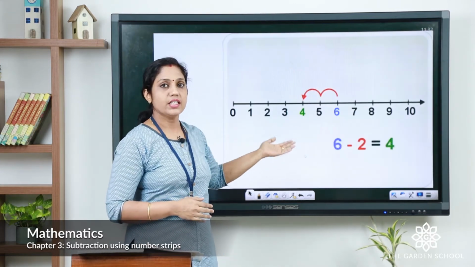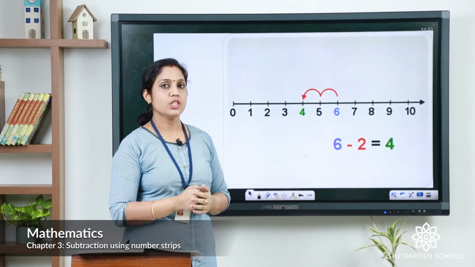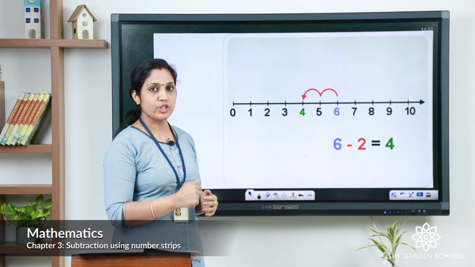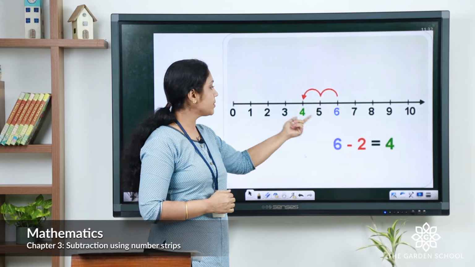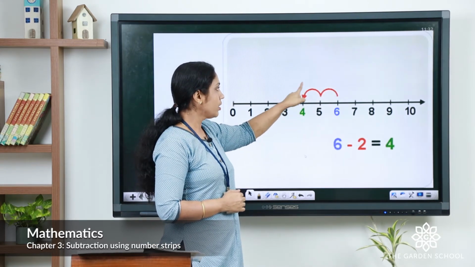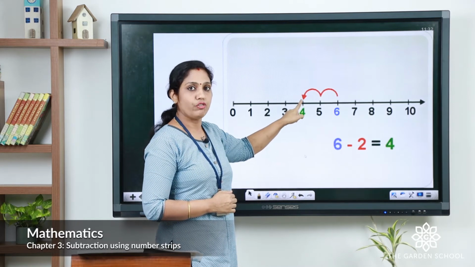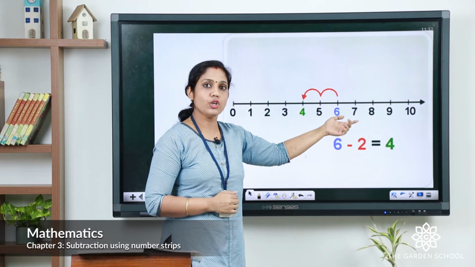Here is another number line. Here we have to find out 6 minus 2. So from where should we start? We should start from 6, and we need to count backward. How many times? 2 times. So from 6, 1, 2, and we reached 4. So what is the answer? 6 minus 2 is equal to 4.